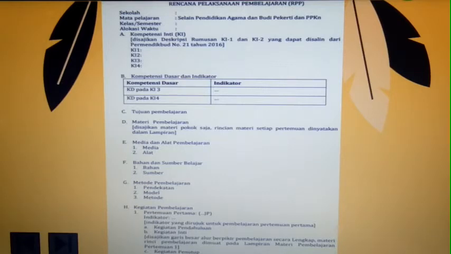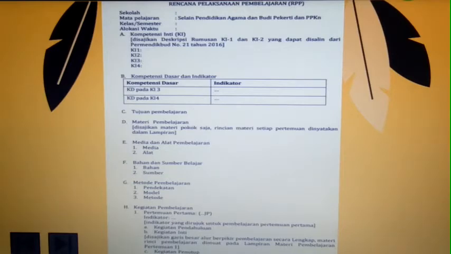And then core competencies. Core competencies can be copied from Permendikbud number 21/2016. And basic competencies and indicators. Basic competencies and indicators can also be copied from Permendikbud number 21/2016. Learning objectives. Learning objectives must be clear in showing the skills that must be owned by students.